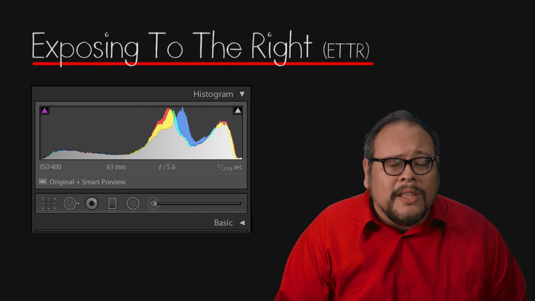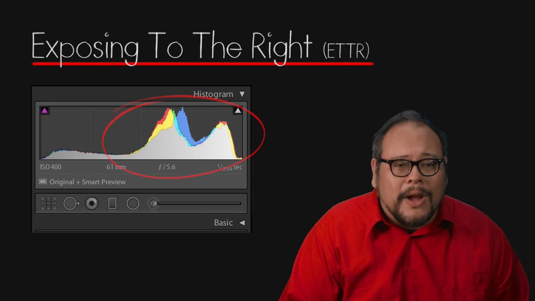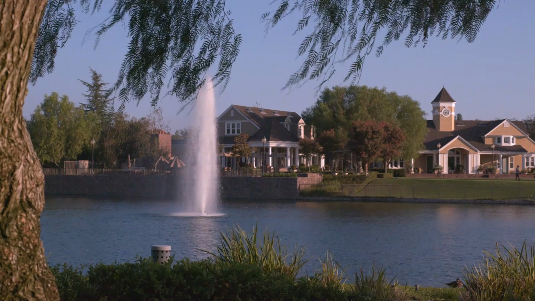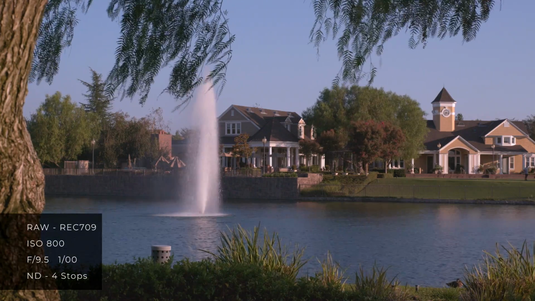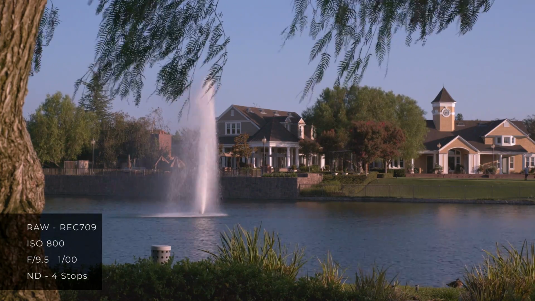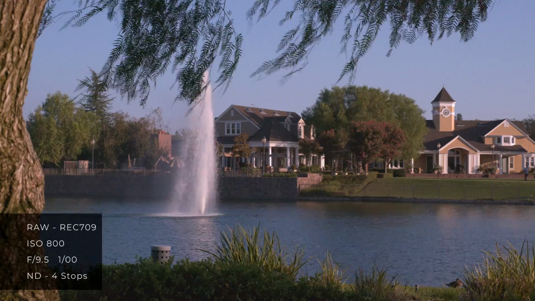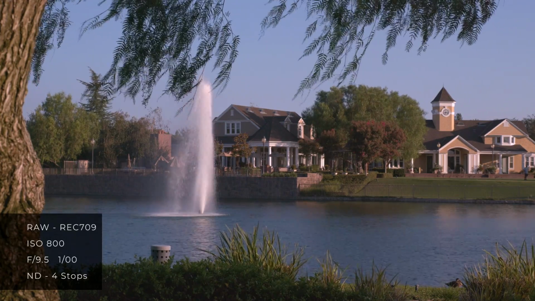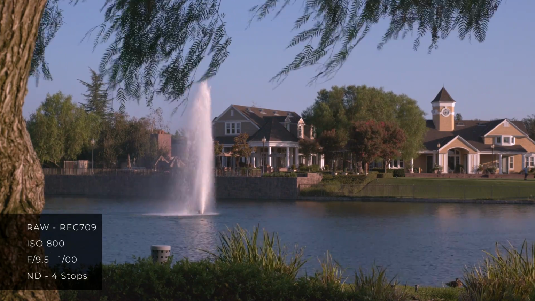We are putting data on the right side of the histogram. To demonstrate, here's a shot from my Canon C200 recording at what the camera thinks is a proper exposure. I'm recording in Canon RAW Light, and we are taking the raw data and applying a Rec. 709 gamma curve to it.